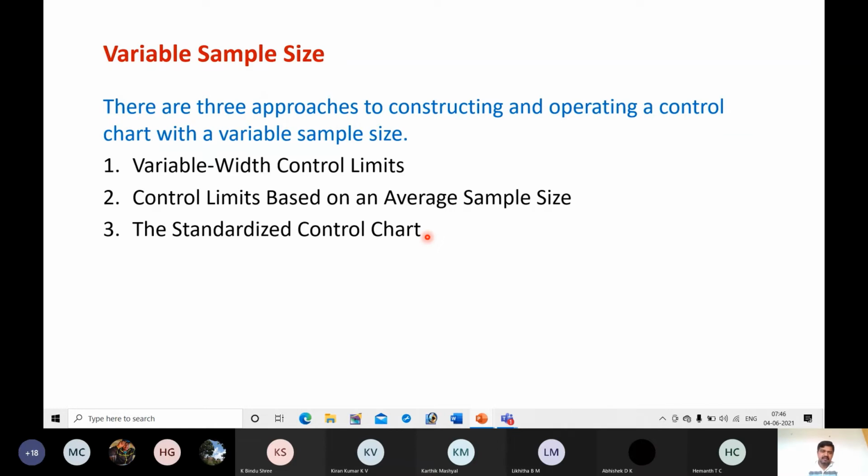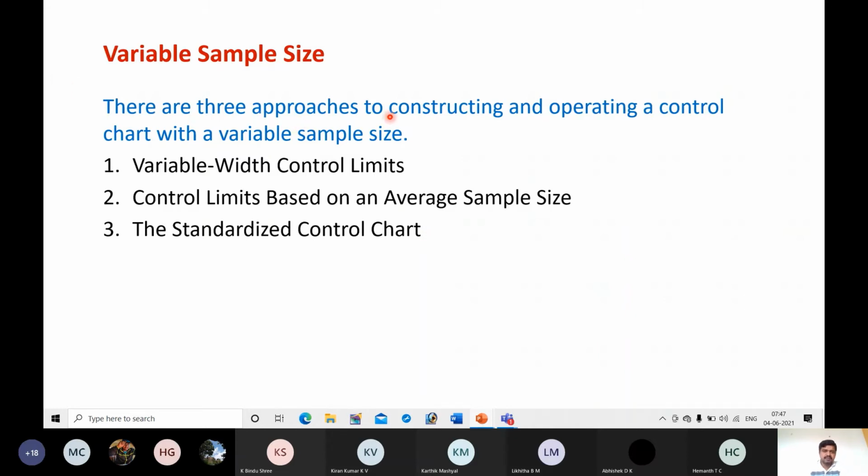But there are cases where the sample size may vary from one subgroup to another subgroup, or from one sample to another sample. For one, you may be taking 5 trials. For another, you may be taking 3 trials for different reasons. In that case, these approaches are useful.